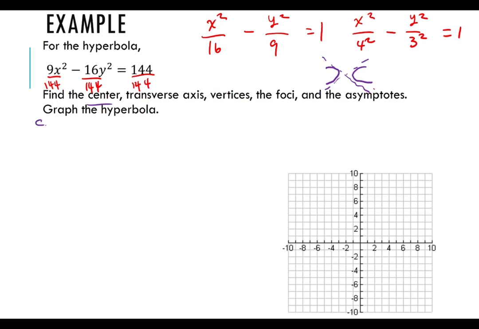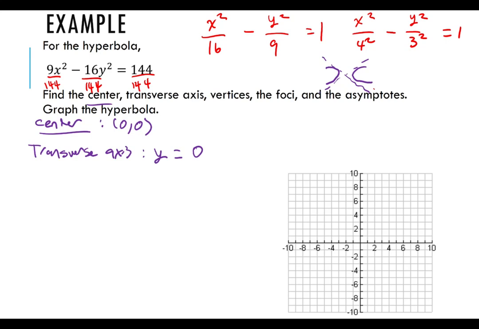Well, where's our center? Well, the center is (h, k), but in this situation that's 0, 0. And so I know my center is 0, 0. Well, then your transverse axis is going to pass through the vertices and the center. So recognize that in this situation it's horizontal, which means that our transverse axis must be y is equal to 0, which is the y coordinate of the center.